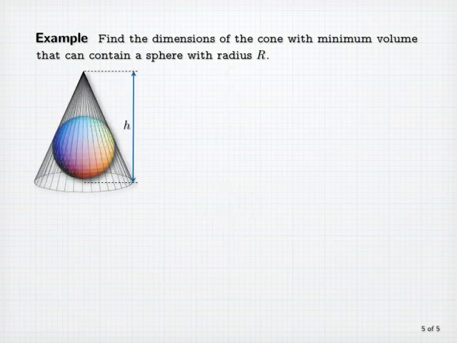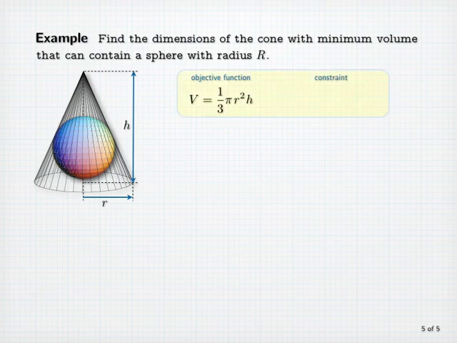Let's let h be the height of the cone and little r its radius. Remember that capital R is the radius of the sphere. Since we want to minimize the volume of the cone, our objective function will be the cone's volume, 1/3 pi r squared h. Since that involves two unknowns, r and h, we need a constraint to relate the two. That constraint must come from the requirement that the cone fits snugly around the sphere. To find it, let's look at the central vertical cross-section.